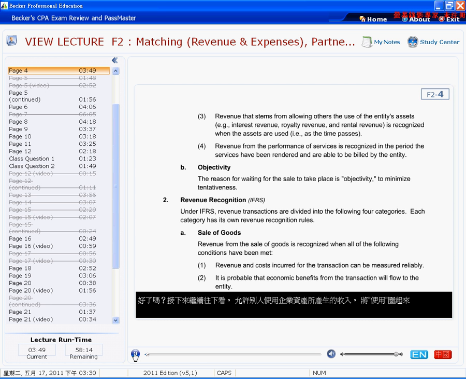All right. Next item. Still reading and just circling and highlighting as we say. Revenue that stems from allowing others to circle use of the entity's assets, such as money, etc., where you charge interest. Again, using some of your products where you charge royalties. Using property, which you would charge rent.